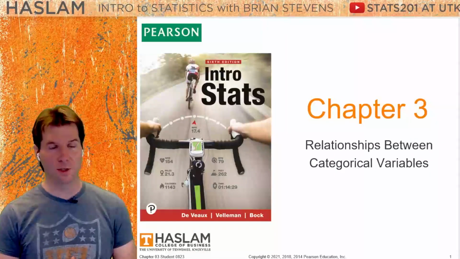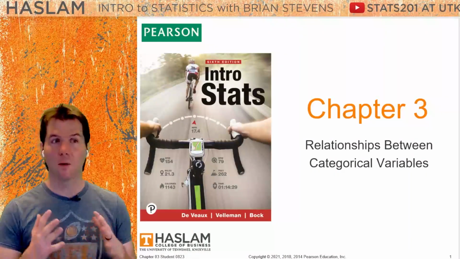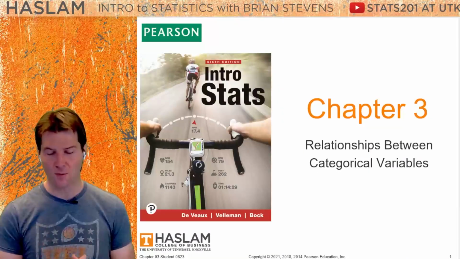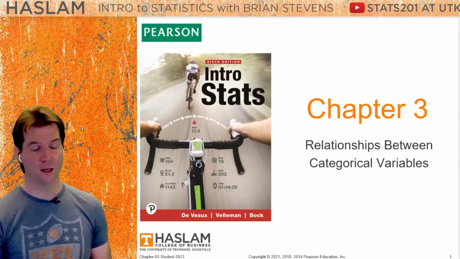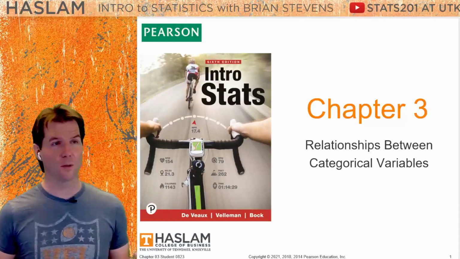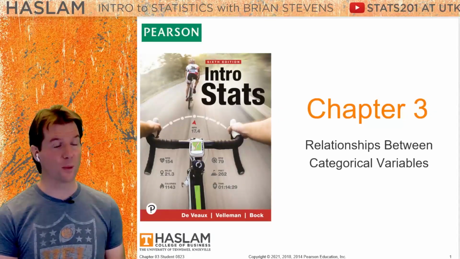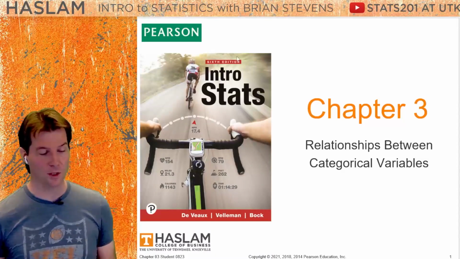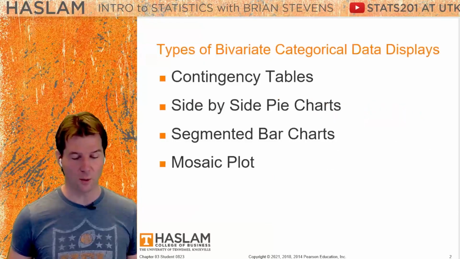Let's talk about relationships between categorical variables. Once again, what is a categorical variable? A categorical variable is going to be something like, what animal do you own? What state were you born in? What's your favorite pizza topping? So if you're thinking of these things right here, you can think about the relationships between two categorical variables.